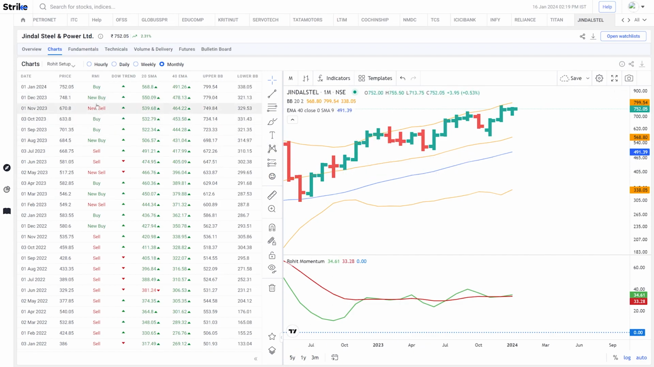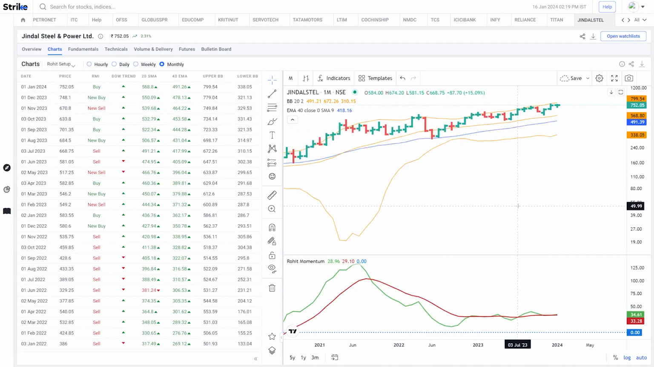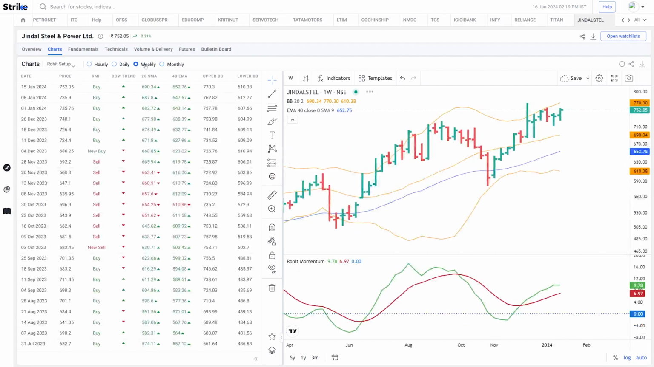This particular chart has given a bullish signal on the RMI in the last month, and all other factors were already in bullish mode on the monthly chart. Now let's go one notch down to the weekly. The weekly has already been in bullish mode since 4th of December. That is right here.